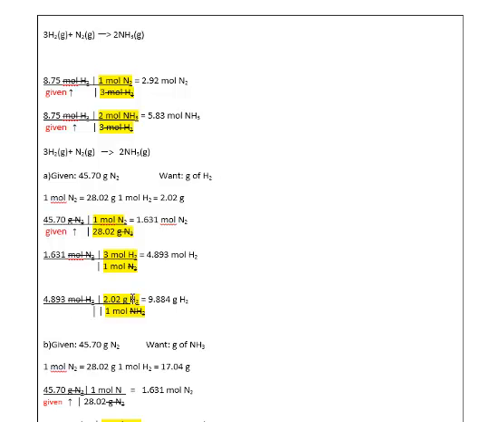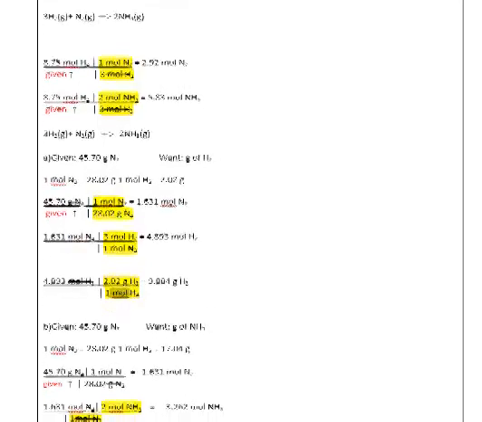4.893 moles of hydrogen multiplied by 2.02 grams of hydrogen. Okay, this is a typo here. There should not be an N in front of that. So you've got to find where that is and get rid of that, because this is crossed out since it's the same down here. So 4.893 moles of hydrogen multiplied by 2.02 grams of hydrogen per 1 mole of hydrogen, that needs to be canceled out, equals 9.884 grams of hydrogen.